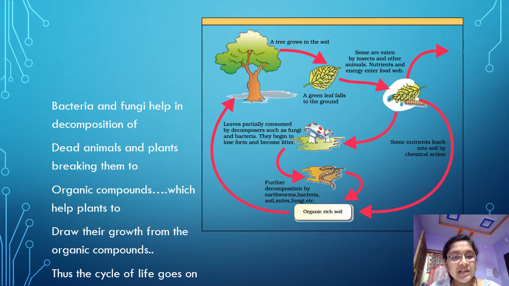So here the bacteria will help in the decomposition of those organic compounds. As I have said, organic compounds means the decay of the animals and the plants. That will be broken down into small parts by bacteria and fungi. Those will be absorbed by the plants in order to grow. This is what the life cycle is all about.